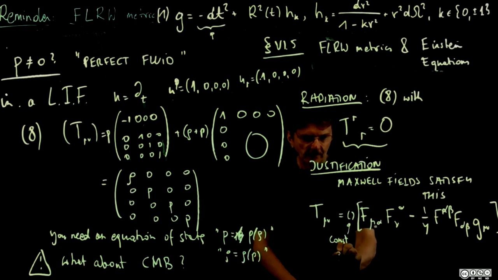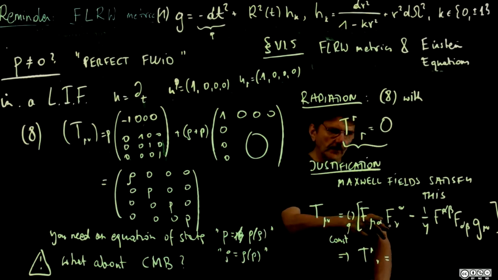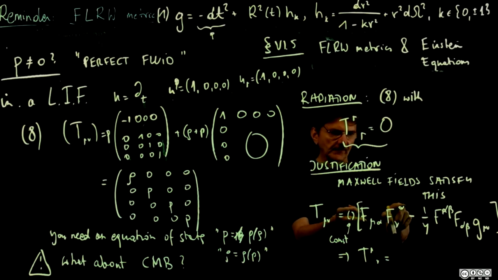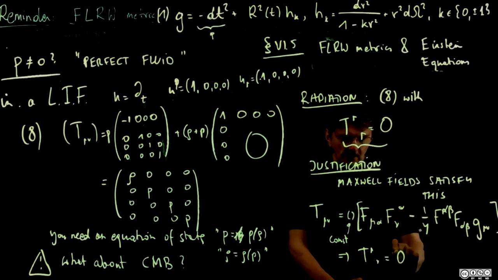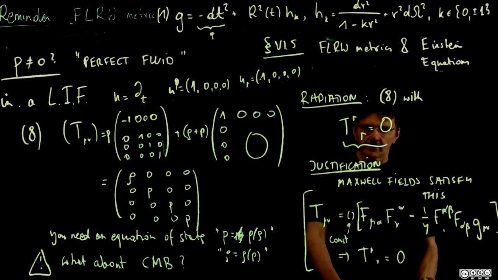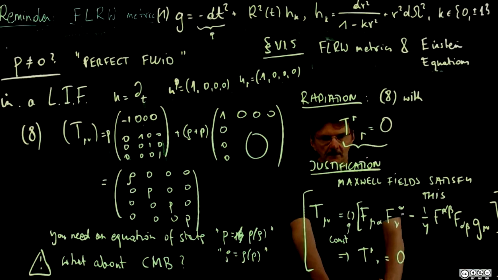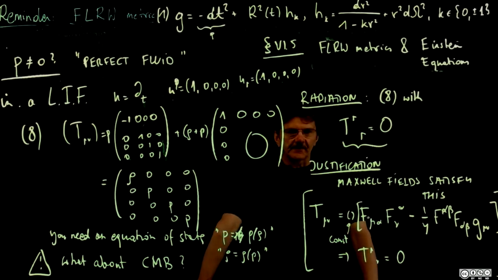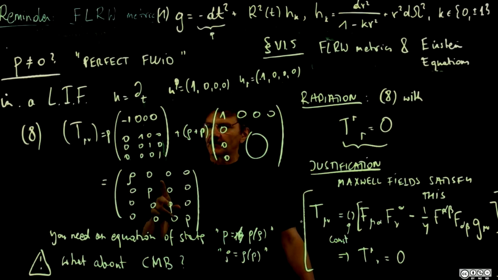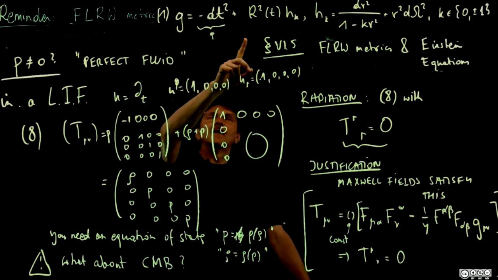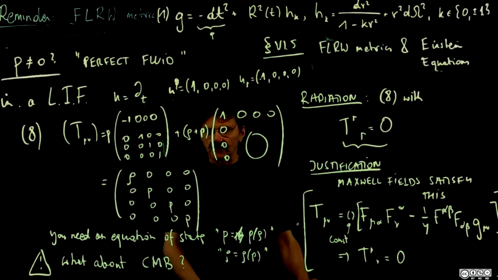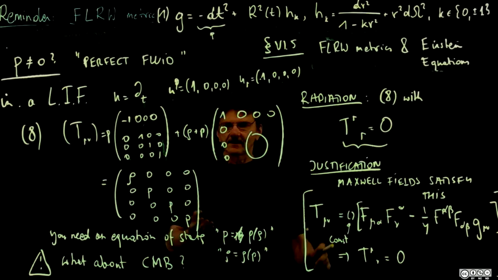Right. And this has the property that the trace of T mu nu is zero, it's obviously zero, right? If you take the trace of this, you're going to get this term, and the trace of the metric is 4. So it's zero. And I don't know a better justification than this one. So you know that there should be radiation fields, and radiation fields have an energy momentum tensor which has zero trace. This energy momentum tensor has the right form for this metric. So if this contains Maxwell fields, then it should have zero trace.